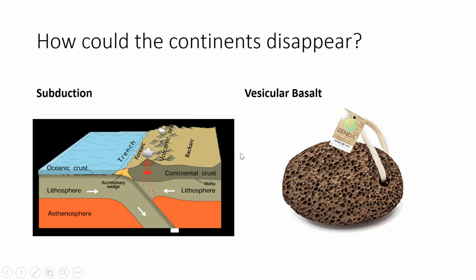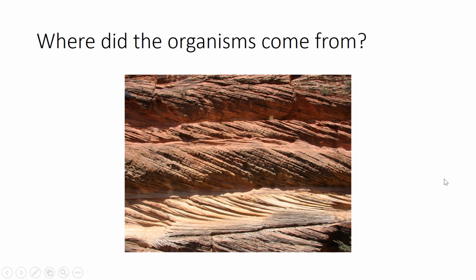But when that water pours out or the air leaves, now it's equal in density to the oceanic plates and is more apt to actually subduct. So where did the organisms come from?